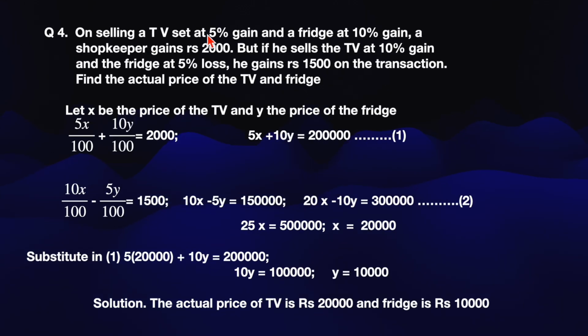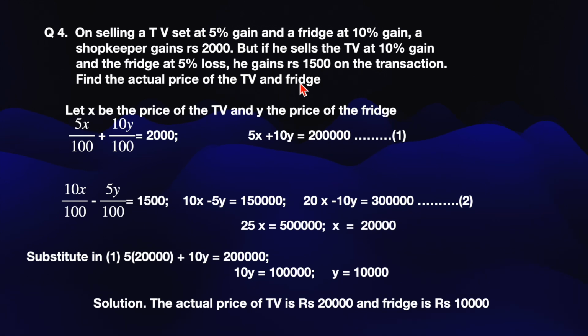Question 4. On selling a TV set at 5% gain and a fridge at 10% gain, a shopkeeper gains rupees 2000. But if he sells the TV at 10% gain and the fridge at 5% loss, he gains rupees 1500 on the transaction. Find the actual price of the TV and fridge. So this statement, find the actual price of the TV and fridge, gives me x and y. I should write the actual price of TV is x.